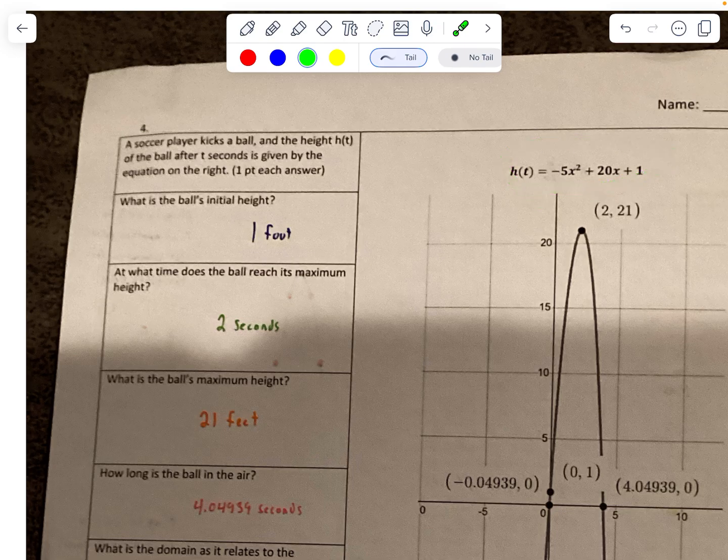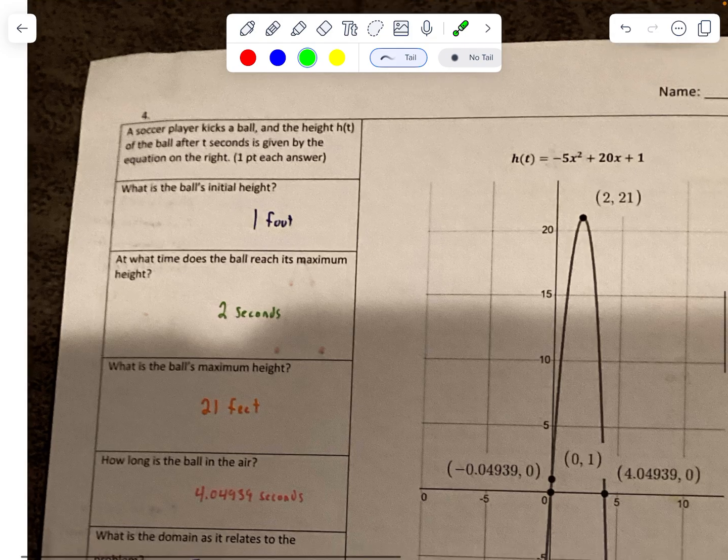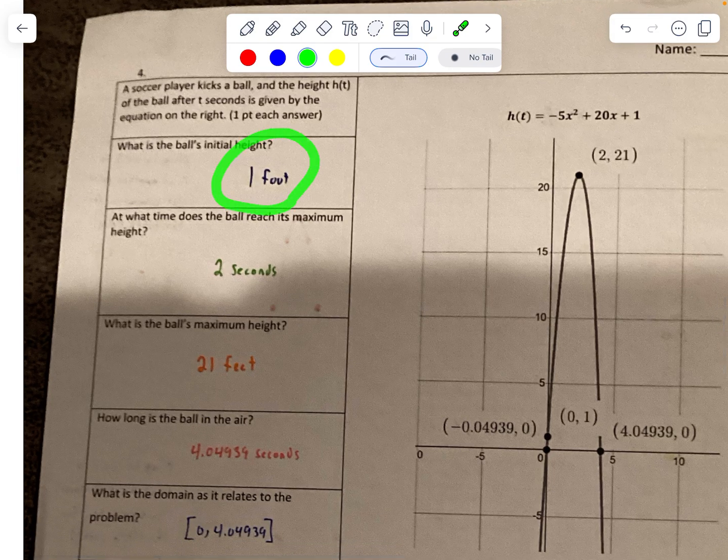What is the ball's initial height? The initial, whatever the problem is talking about, initial cost of something, initial height, whatever the problem is, is the y-intercept. And so 1 foot is our y-intercept right there. And these points are labeled for you so you can figure that out.